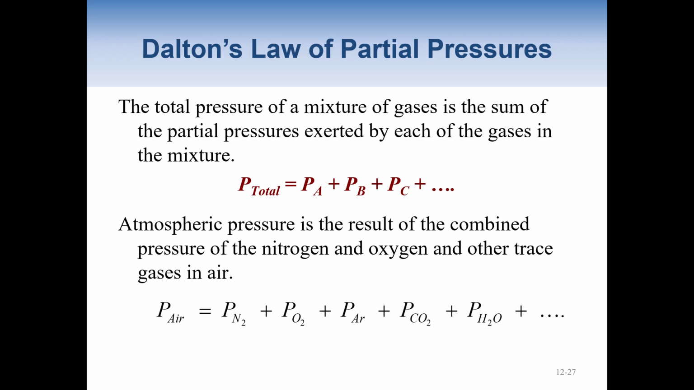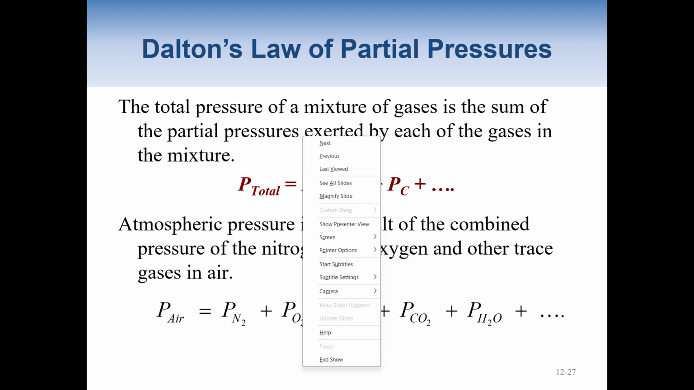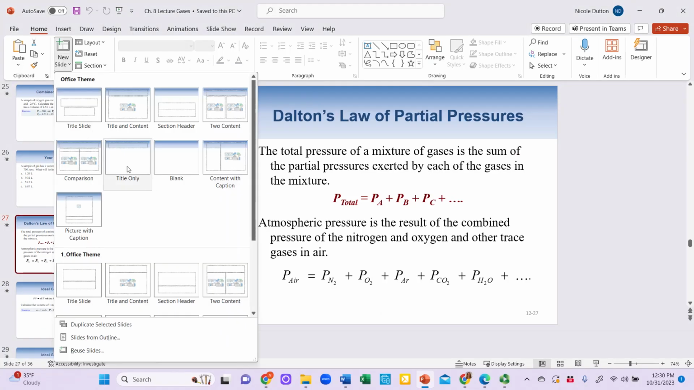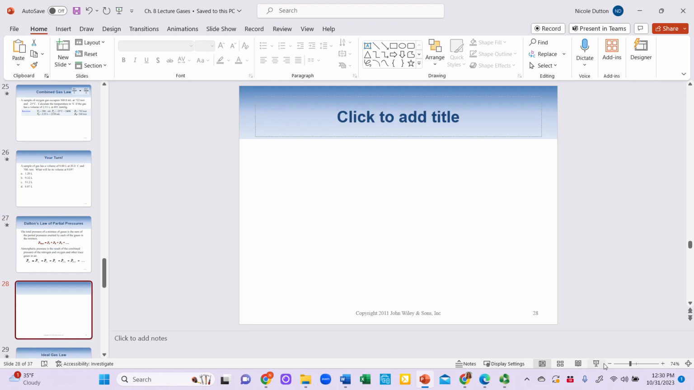So atmospheric pressure is the result of the combined pressure of the nitrogen, oxygen, and other trace gases in the air. So a sample problem would be a gas has a total pressure of 3 atm. And let me just add that to here, since there isn't a sample problem here.